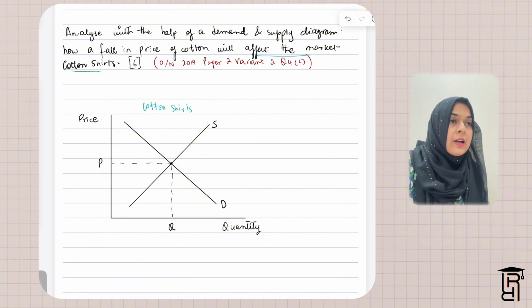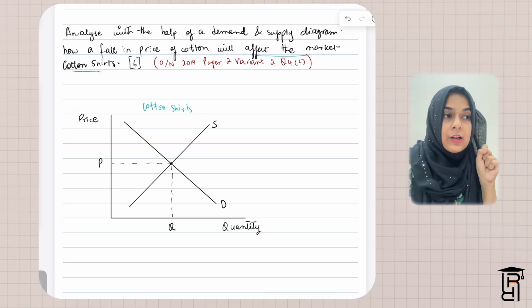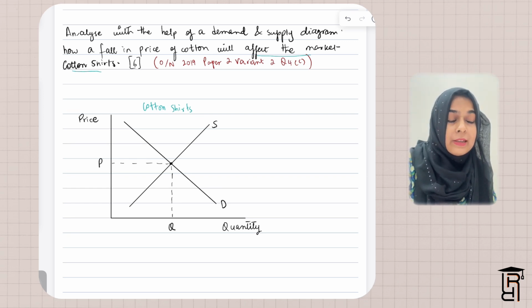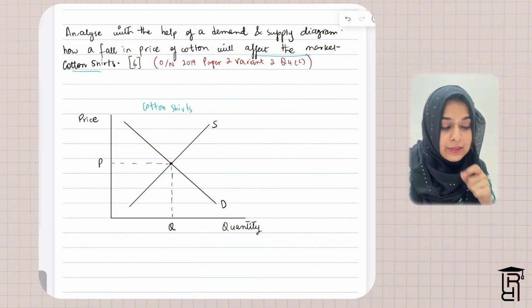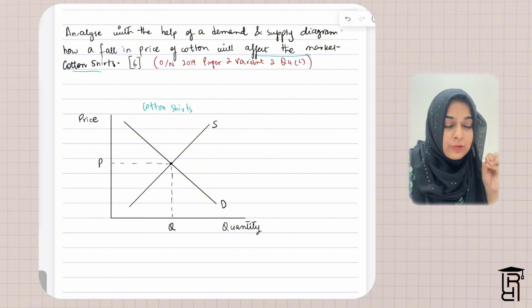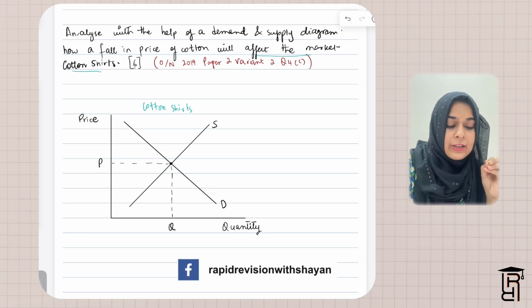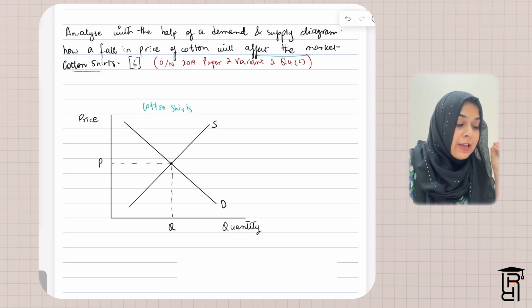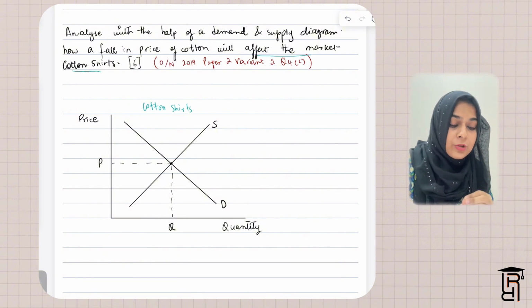Whatever product you are showing the effect on is the one you make the demand and supply diagram for. Basically, you're making the demand and supply diagram for that particular good or service. So this diagram is going to be for cotton shirts, and I have made the original supply curve and the demand curve. The original equilibrium price is P and equilibrium quantity is Q, and this is the intersection point. You should know that the y-axis is always price, the x-axis is always quantity. You need to label this diagram very correctly.